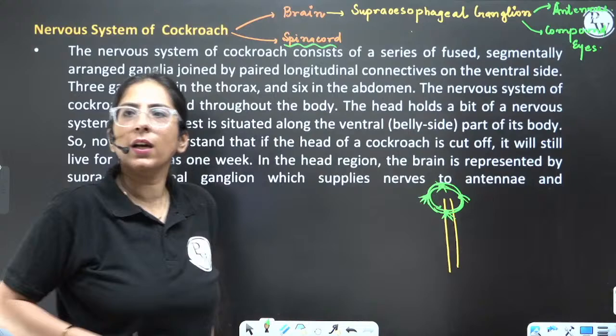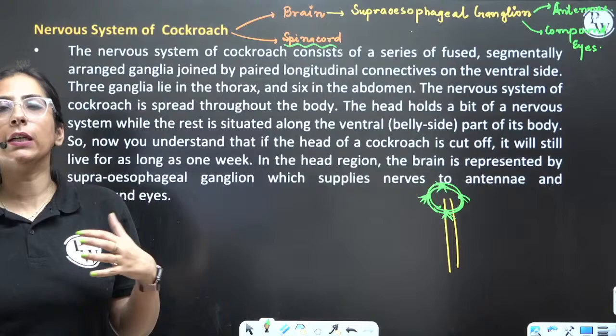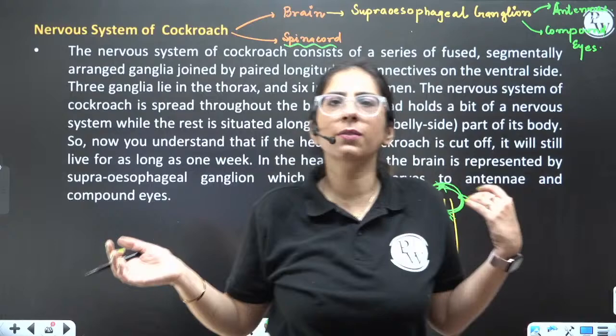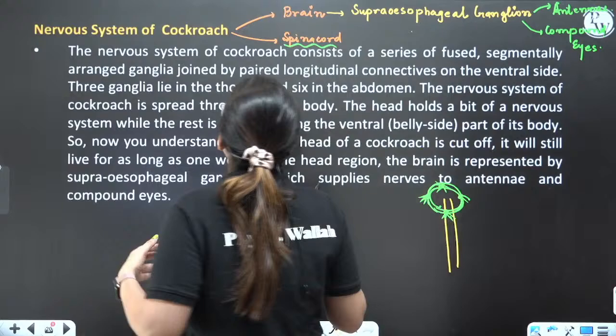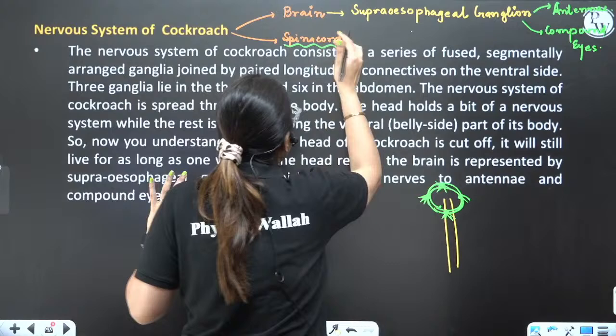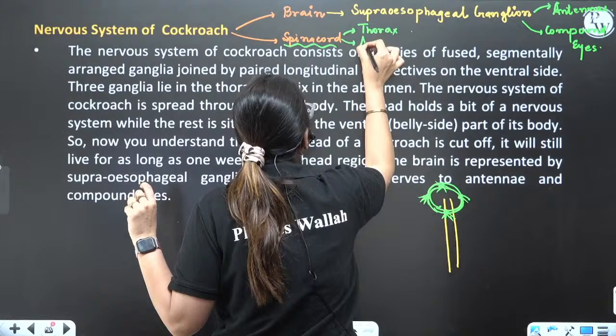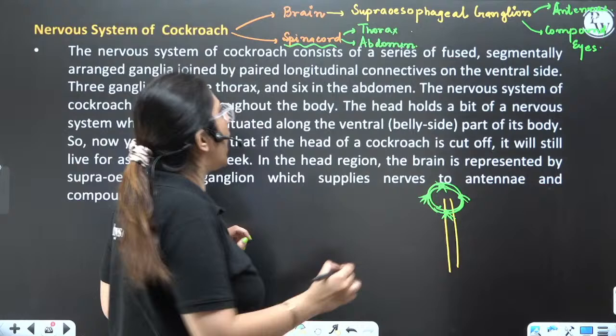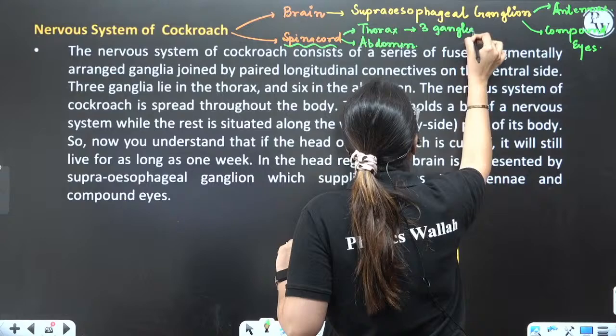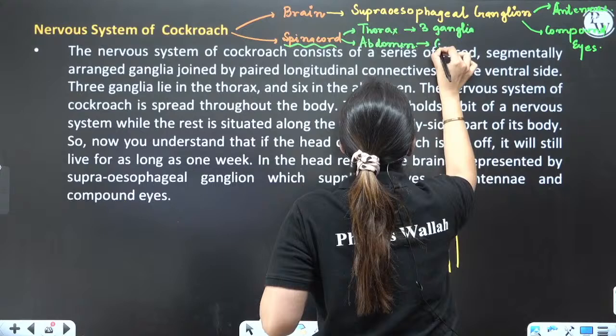Okay, Arohi. Now moving on to the next, what we have is the spinal cord. In other animals the nervous system is on the dorsal side, but these organisms are non-caudate, so their nerve cord is present on the ventral side. Now let's have a look. Here at the thorax and the abdomen, in the thorax they have three ganglia, which are segmentally arranged. 1, 2, 3 ganglia are present. In the abdomen, 6 ganglia are present.